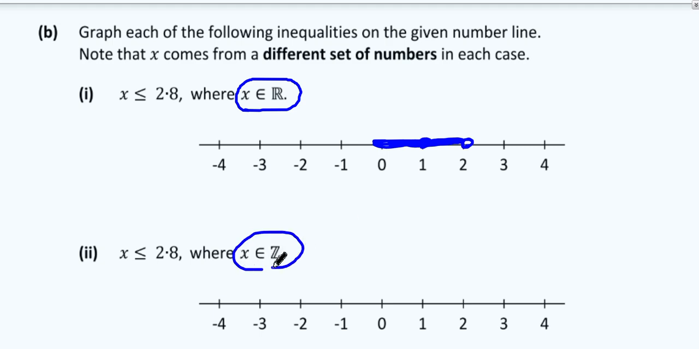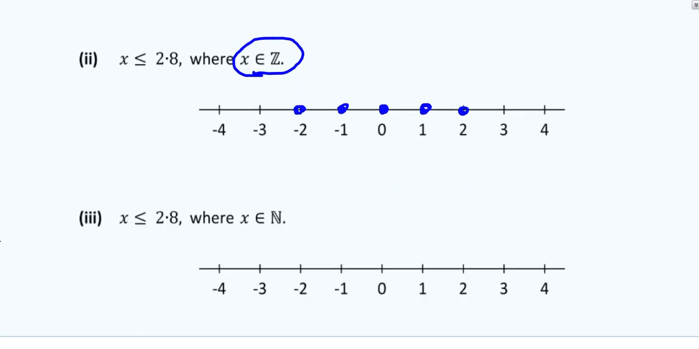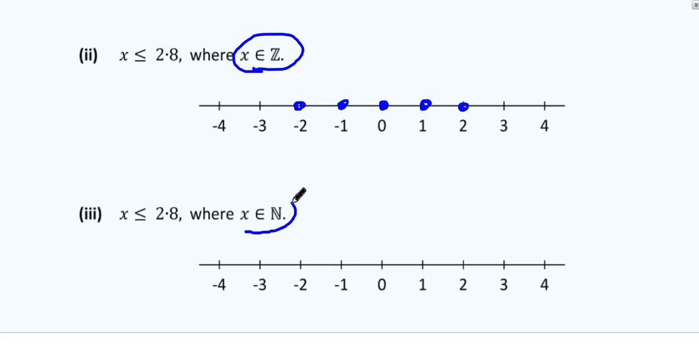What does x element Z mean? It means integers. It can be positive or negative whole numbers. And notice the way I'm not shading in the line, because no fractions and decimals are allowed. And then the third question, it's x element N, and that's natural numbers, which means it has to be above 0. Do you get what I'm saying?